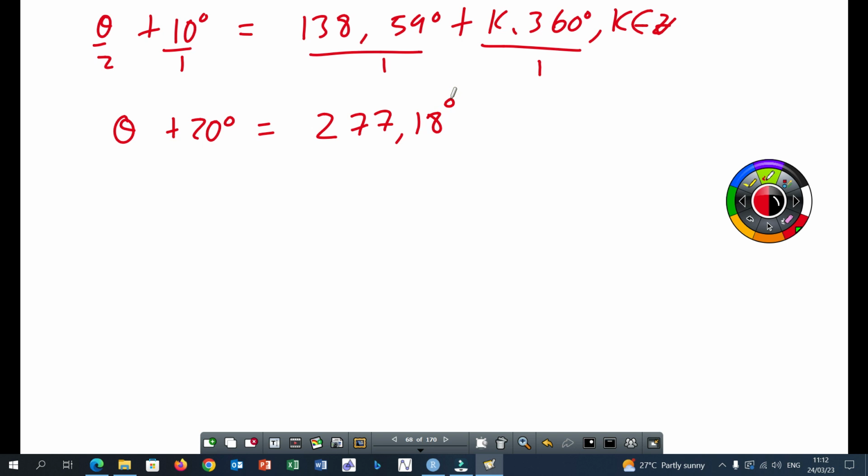Because of this theta over 2, we want to make theta the subject. So find the LCD, which is 2, then you multiply every term by 2. So is this correct? Plus k times 720.